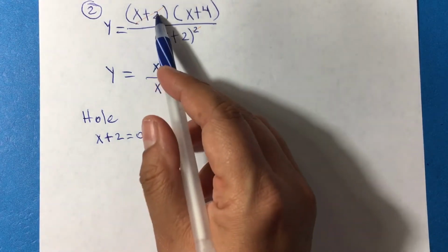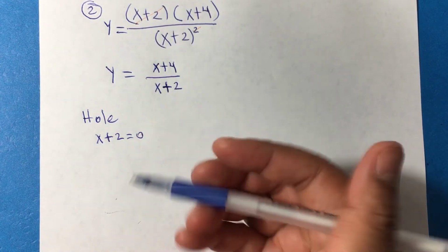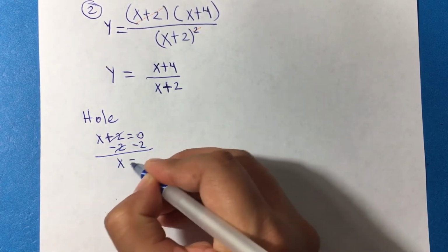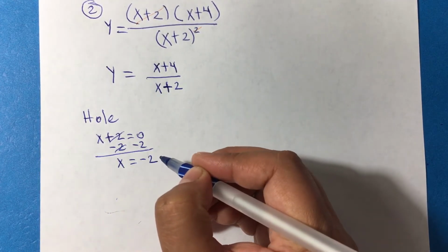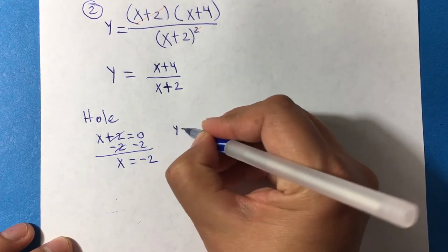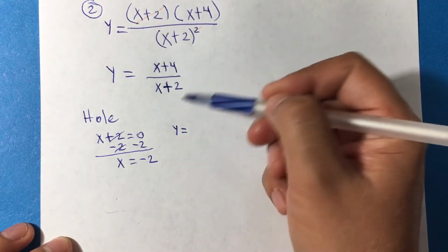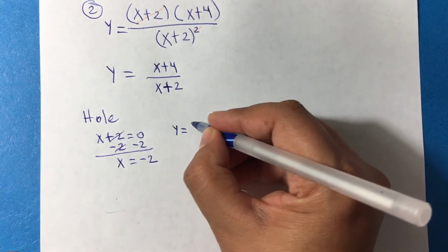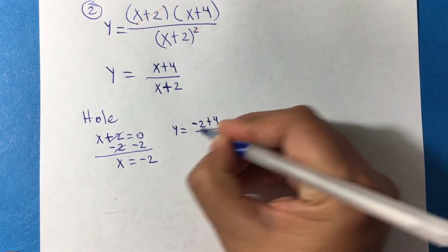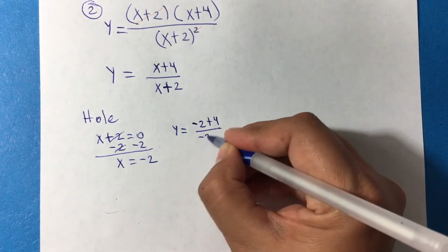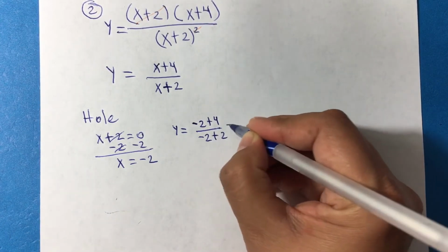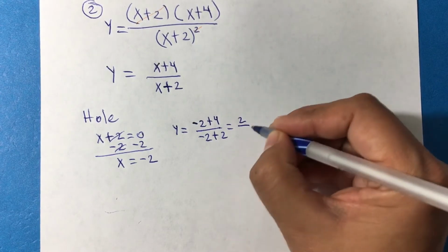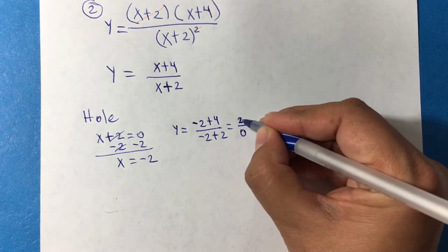So x plus 2, because that's the one that I cancel, equals 0. And I start solving for x. So x equals -2. Then I'm going to find the value of y with the simplified function already. So replace that in the x: -2 plus 4 over -2 plus 2. And so -2 plus 4 is 2. -2 plus 2 is 0. We cannot divide by 0.